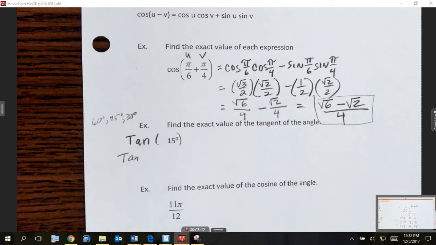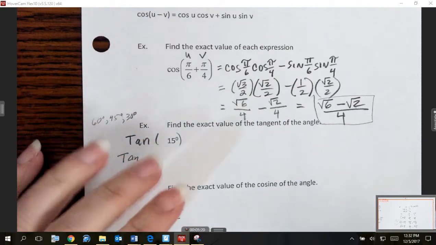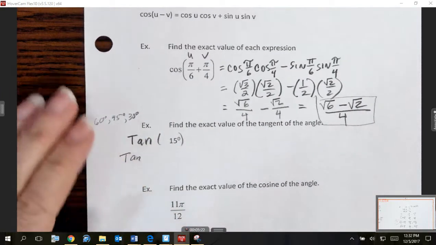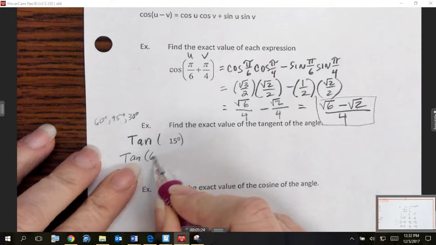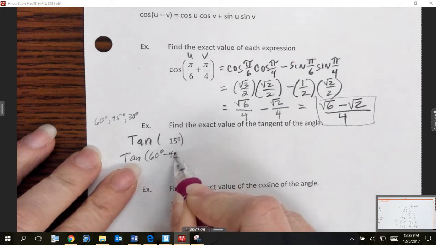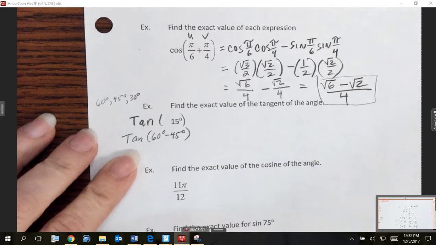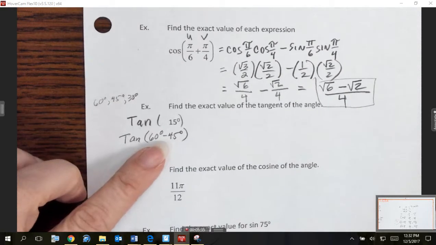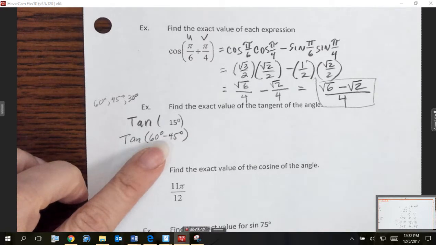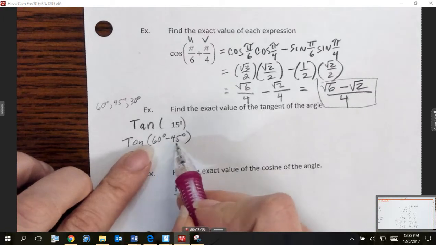Now, I've done both, so I know which one works out a little bit better. So we're going to do the one that works out a little bit better. But you could do either. We get the same answer either way. It's just one of them's a lot messier. So we're going to do 60 degrees minus 45 degrees, which is 15 degrees. But now we can use the tangent difference formula. So we make this first number the u, and then that's the v.